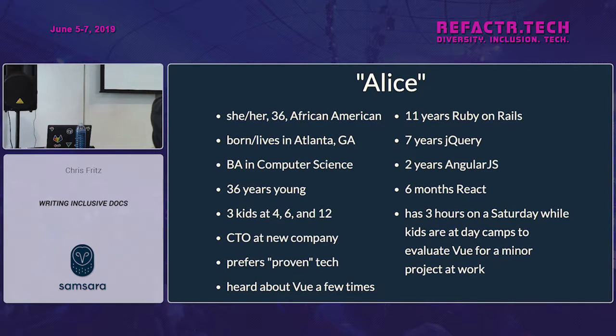So here's an example of a very small part of a persona. Let's call someone Alice. She goes by she, her, gender pronouns, 36 years old, African American, born, lives in Atlanta, Georgia, BA in computer science, 36 years young. And I describe her personal life, her professional life. This is a story, a very specific story I make up, including details of when she used jQuery or AngularJS or React. What did she like? What did she not like about those things? What problems did they solve for her? What problems did they create? What keeps her up at night?